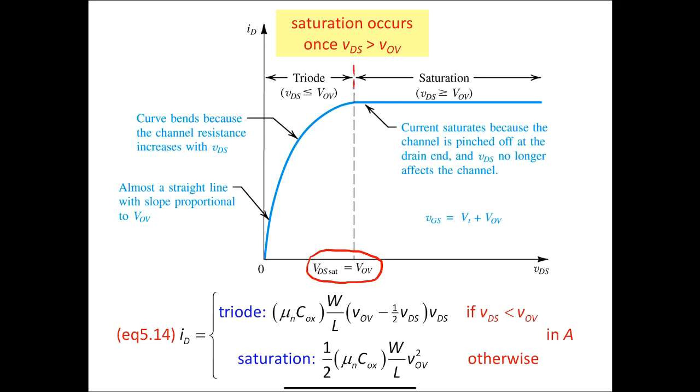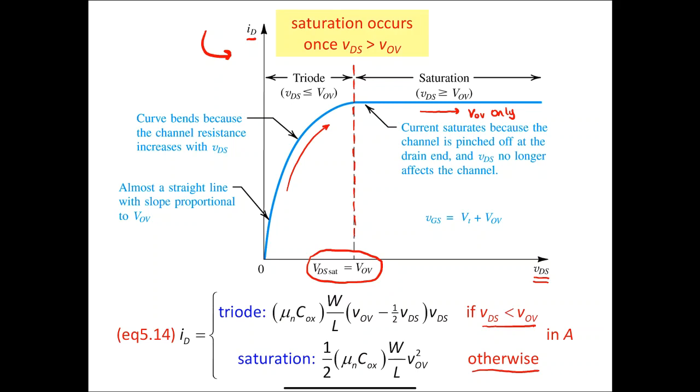This line determines the boundary between triode and saturation, and the breakpoint is when VDS is equal to VOV. So when VDS is less than VOV, we're in triode. When VDS is greater than VOV, we have saturation. And this picture right here illustrates that relationship. The triode region has this curvature to it. What we see is in the triode region of operation, the value of ID is dependent on both VDS and VOV. Once we enter the saturation region, it flattens out, and so ID will be dependent on VOV only, right? The effect of VDS is not there.